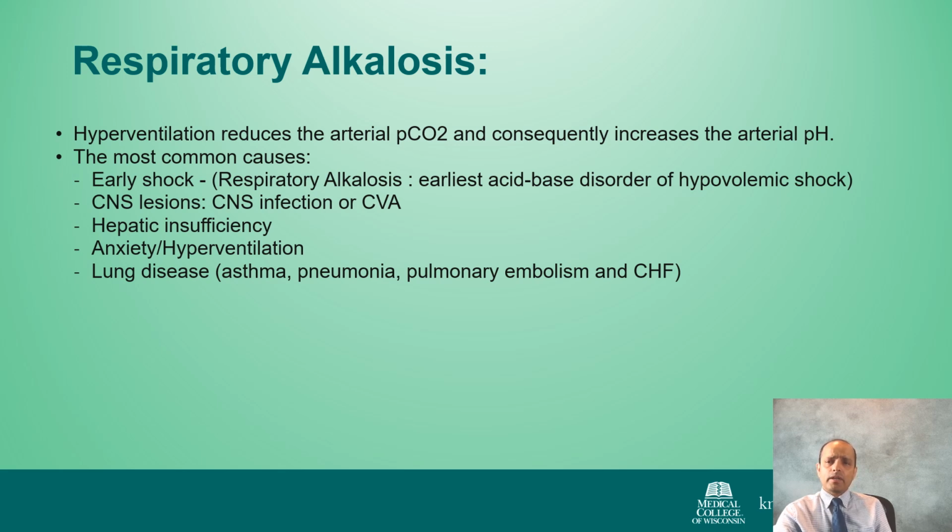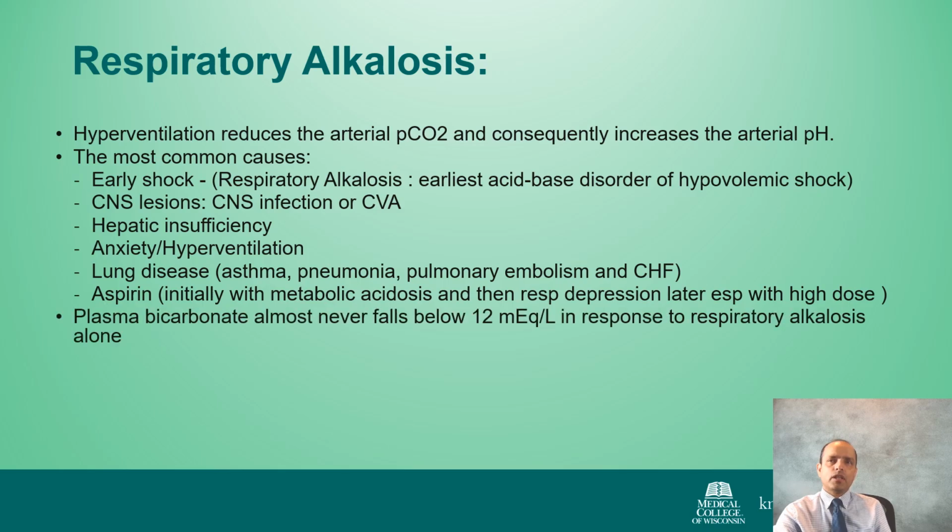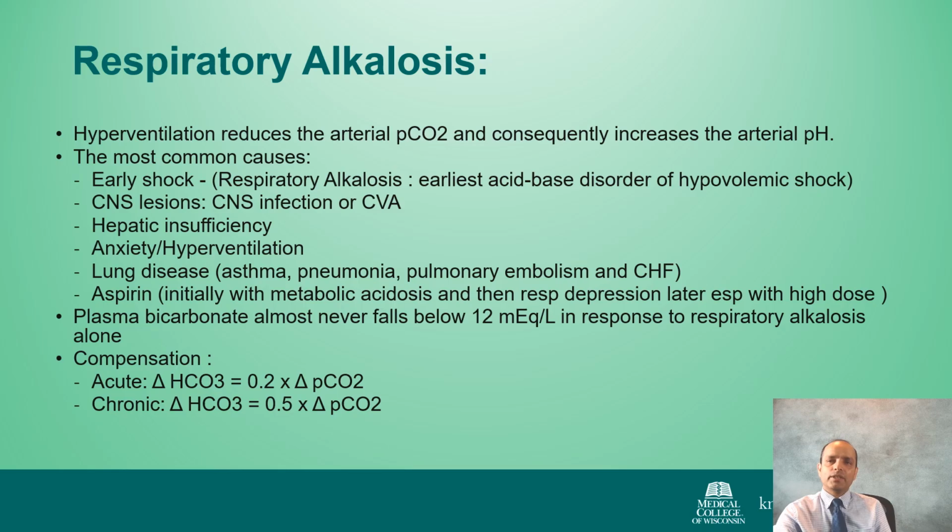And remember, bicarbonate never falls below 12 in response to respiratory alkalosis. It's not possible. So compensation for respiratory alkalosis is by metabolic acidosis, right? So how do you compensate? How much change in bicarbonate do you expect? You multiply that PCO2 number by 0.2 if it is acute, and 0.5 for the chronic. So that's how you calculate the compensation.